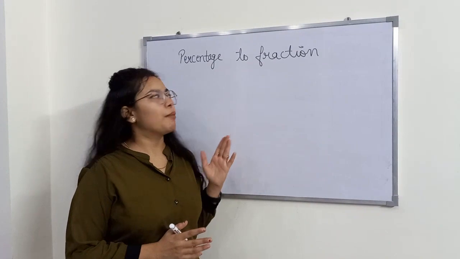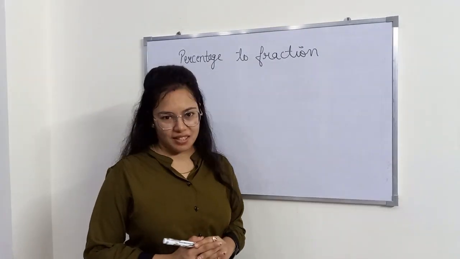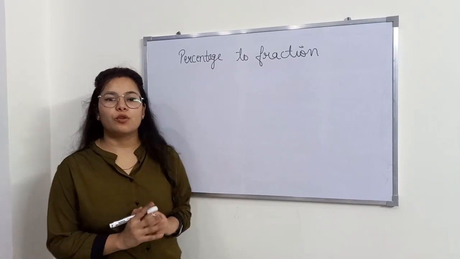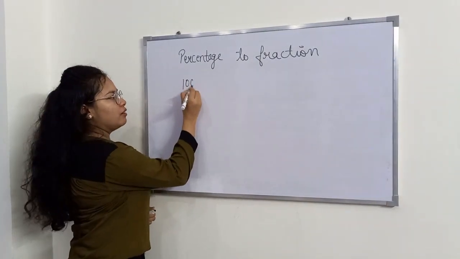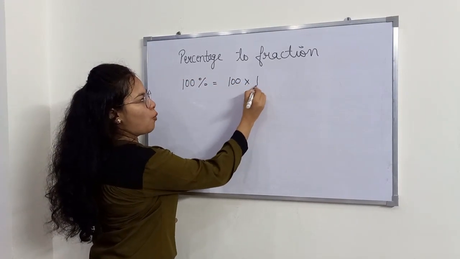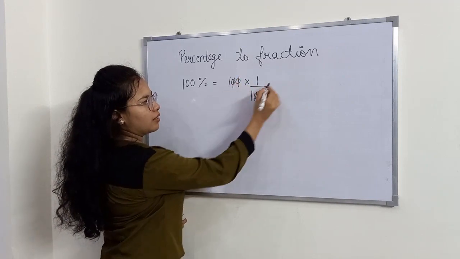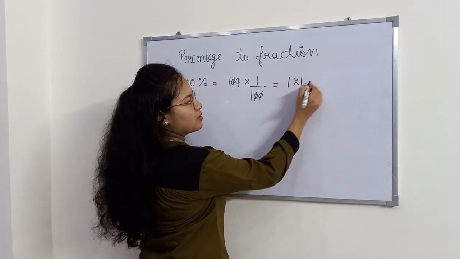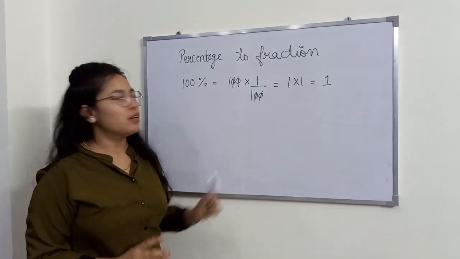Now let's discuss percentage to fraction conversion. Let's take some examples. Suppose you have to calculate 100% of any number. 100% means 100 multiplied by 1 by 100. Eliminate the zeros and then simply multiply the numbers. It signifies that 100% of any number is 1.